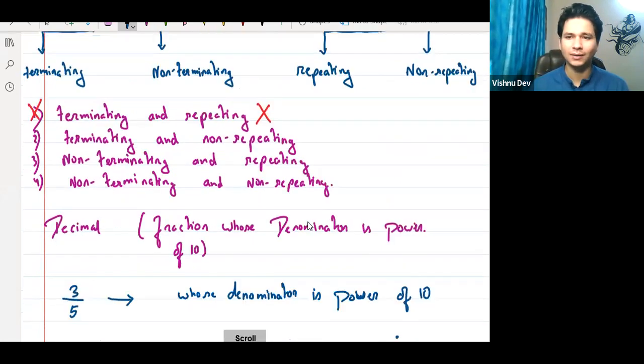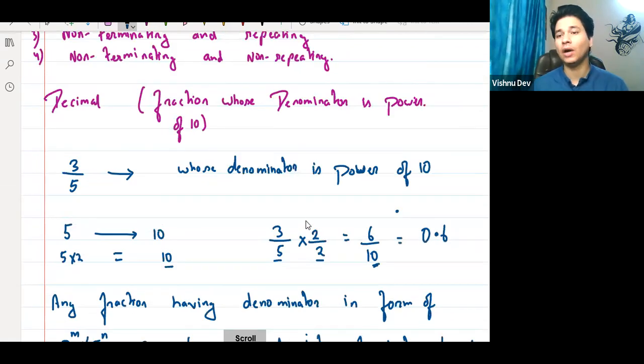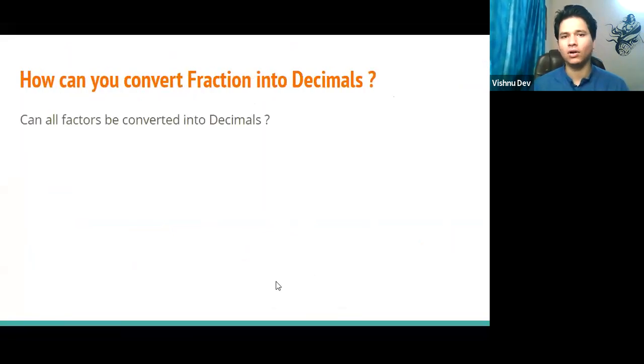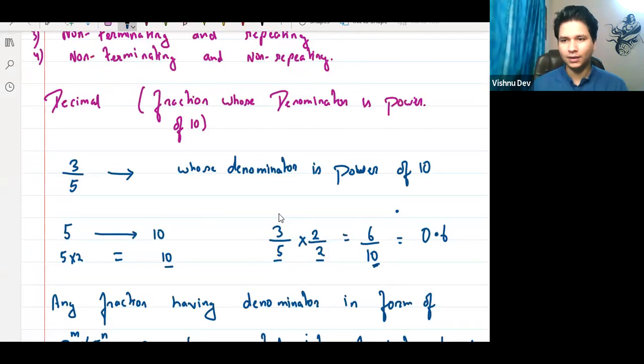Then we studied how to convert fractions into terminating decimals. So we answered a question: can we convert all fractions into decimals? Yes, we can. But can we convert all fractions into terminating decimals? No. What is the condition? Can anyone tell me what the condition is?